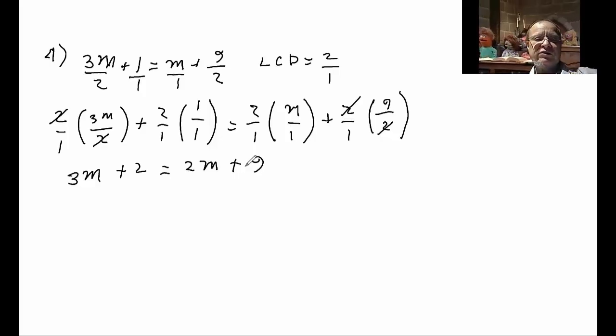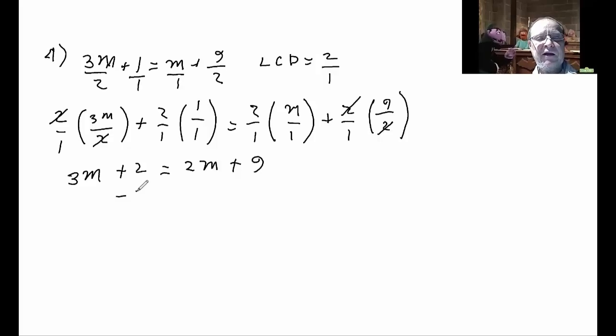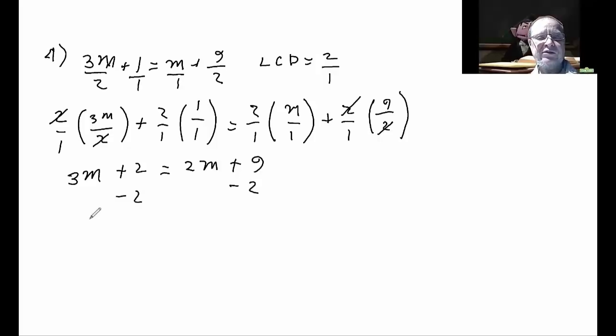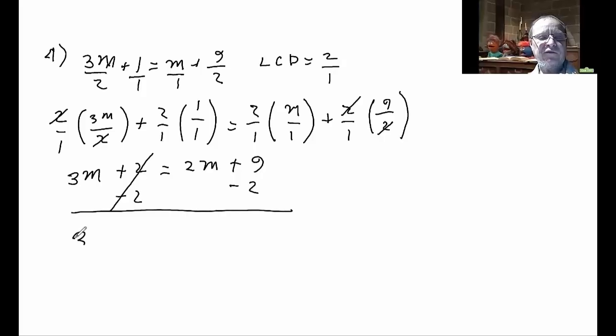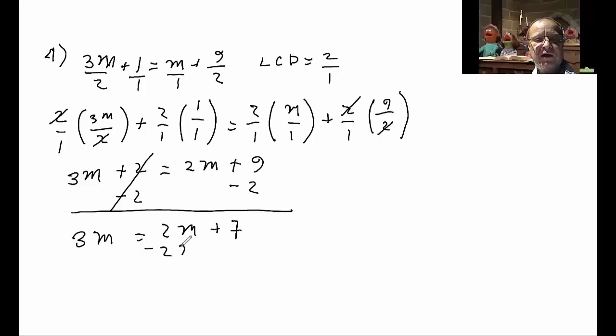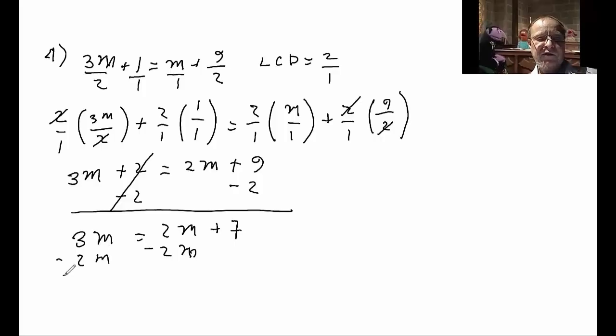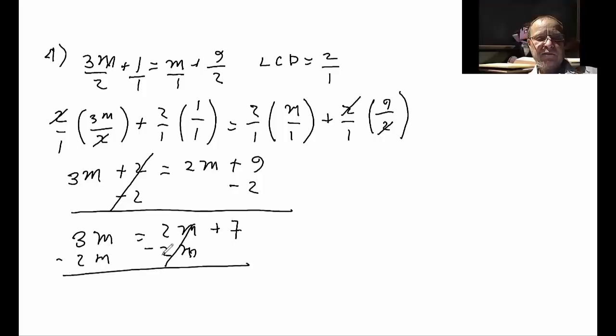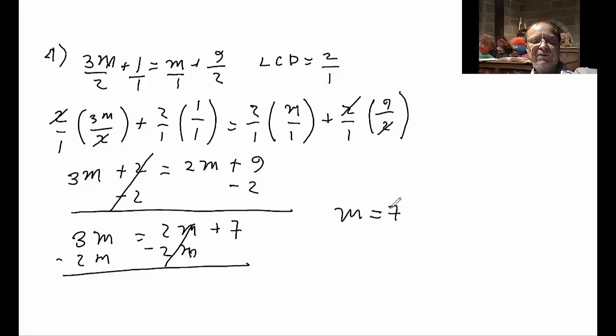Now I'm just going to treat this as a regular algebra problem, and I'll have minus 2, minus 2. So here I have 3m is equal to 2m plus 7. And then minus 2m on this side, minus 2m on this side. And that means that m is equal to 7.